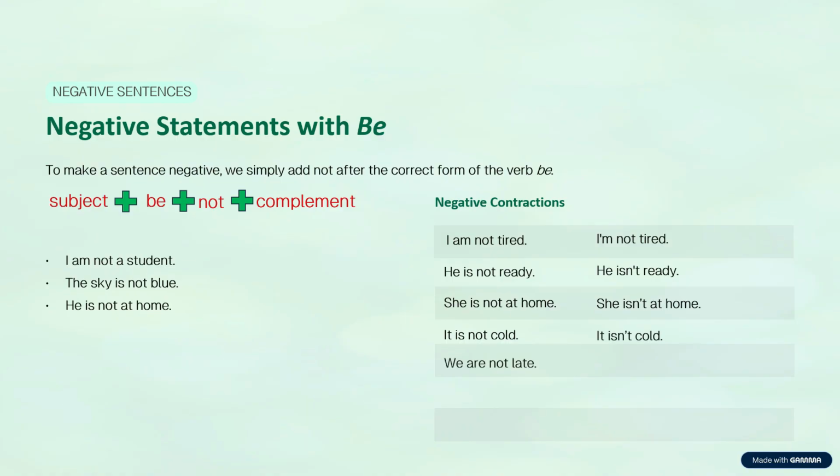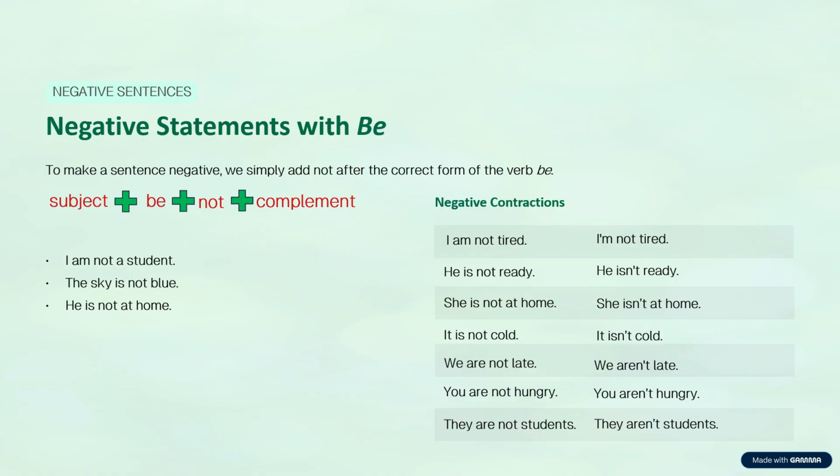We are not late becomes we aren't late. You are not hungry becomes you aren't hungry, and they are not students becomes they aren't students. These forms are very common in everyday English, so the more you practice them, the easier it will be to understand and use them when speaking.